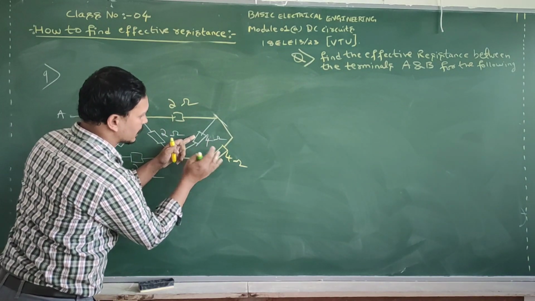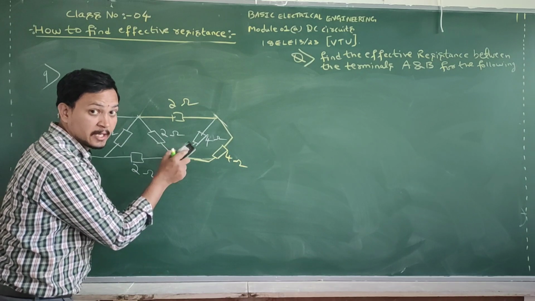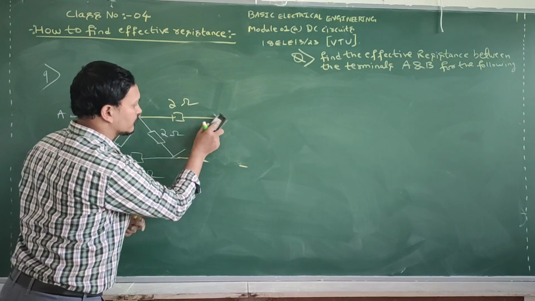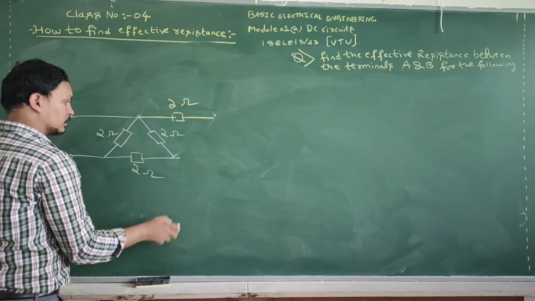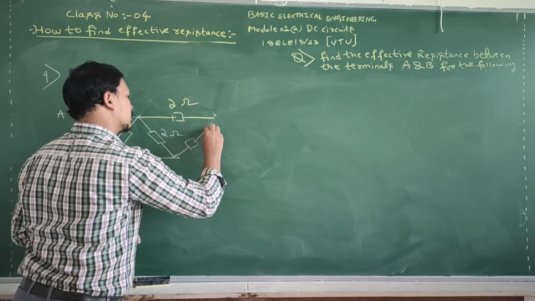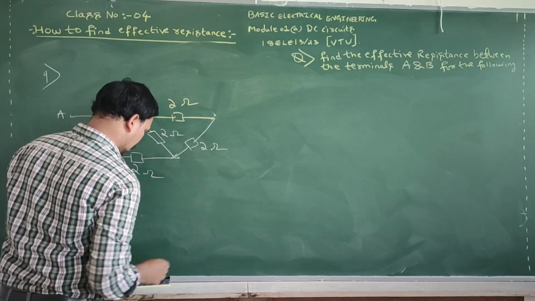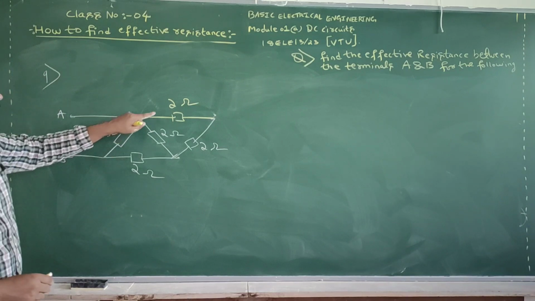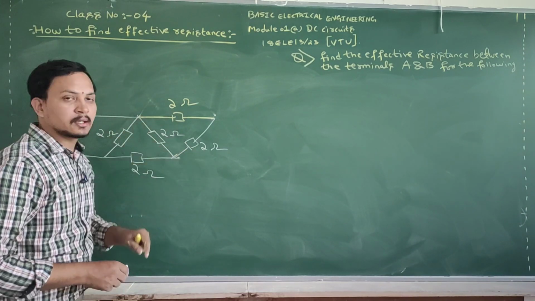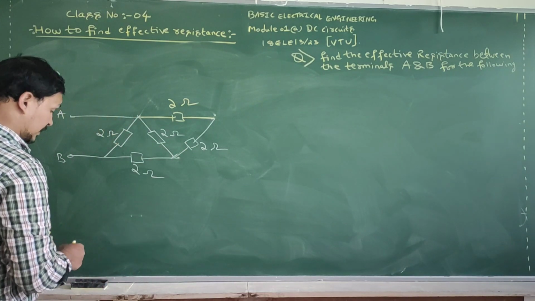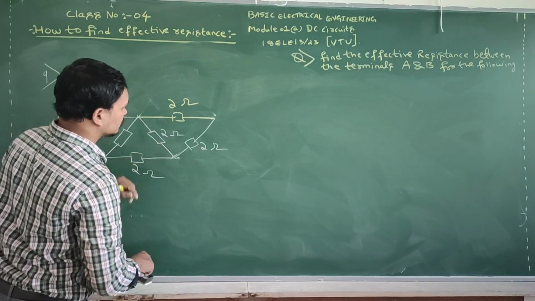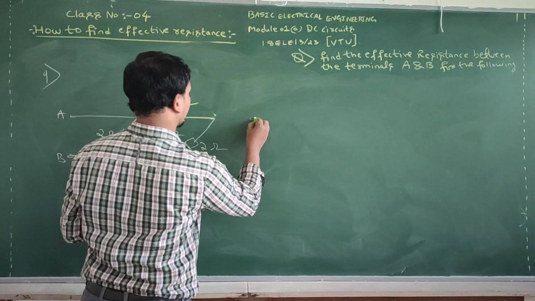Now, this 4 parallel 4, identical elements are in parallel. What is the effective resistance? 4 by 2. So, therefore, you will get 2 ohms. Okay, now again 2 ohms and 2 ohms are connected in, sorry, series. Okay. Now the network will be like this.